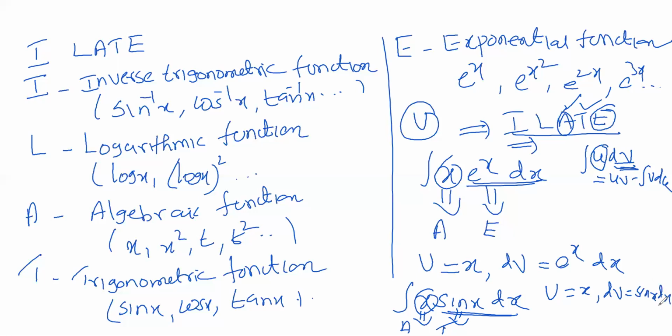So integration by parts is successful by choosing the function u properly. For choosing u, we follow the rule ILATE. That is, we choose u as the function which comes first in the word ILATE. Now, if you want, we'll go through some other examples.